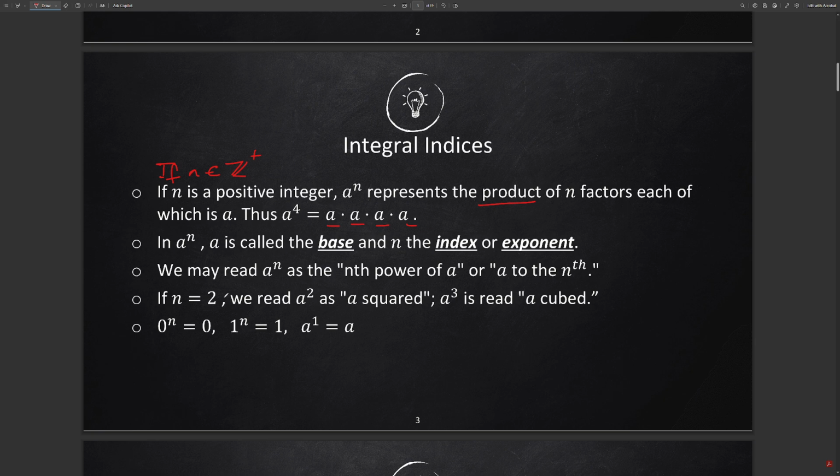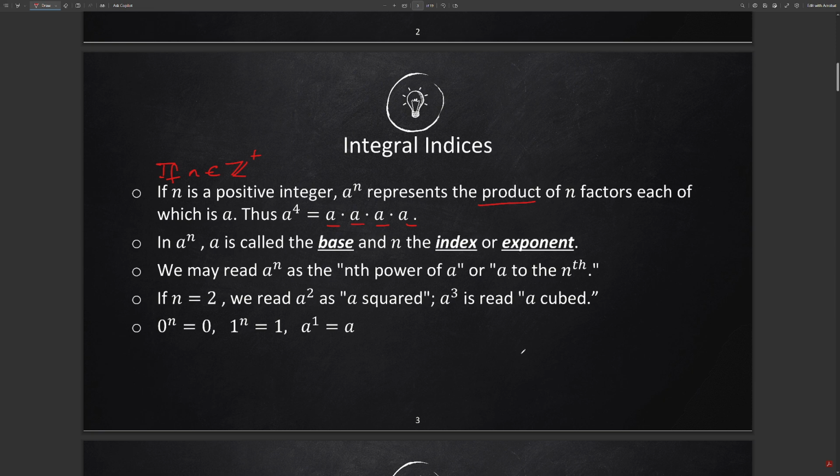So if n is equal to 2, we read a to the power of 2 as a squared, and a to the power of 3 as a cubed, etc. But what do we call like a to the power of 4? Right? We already have a name for that, right? And a to the power of 5. So that's why we say a to the nth power. So a to the 5th power, or a to the 6th power, etc.